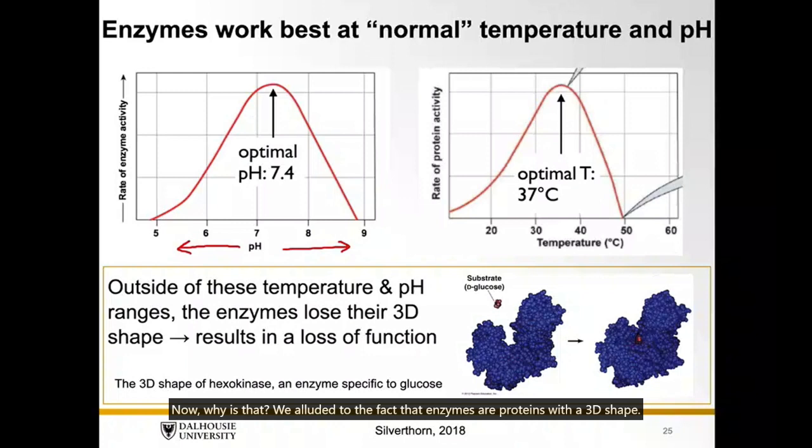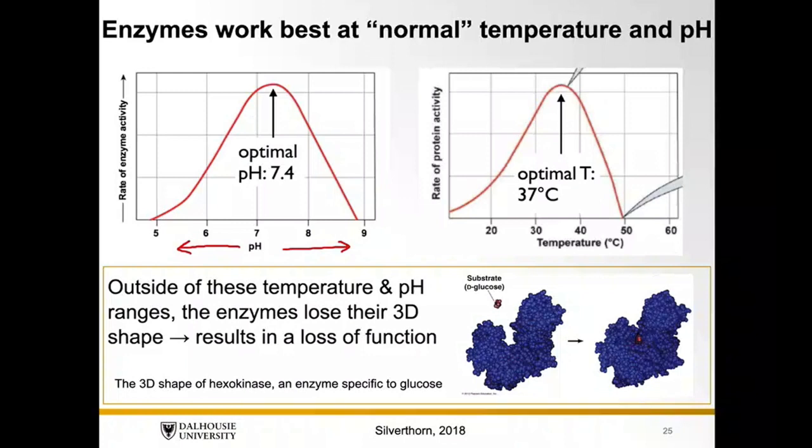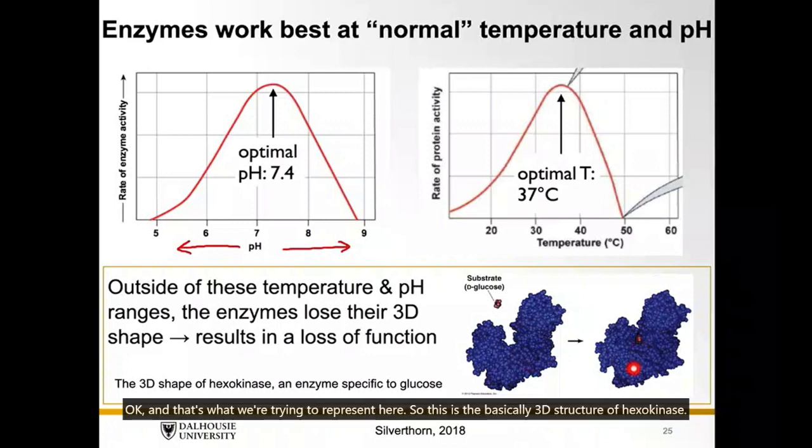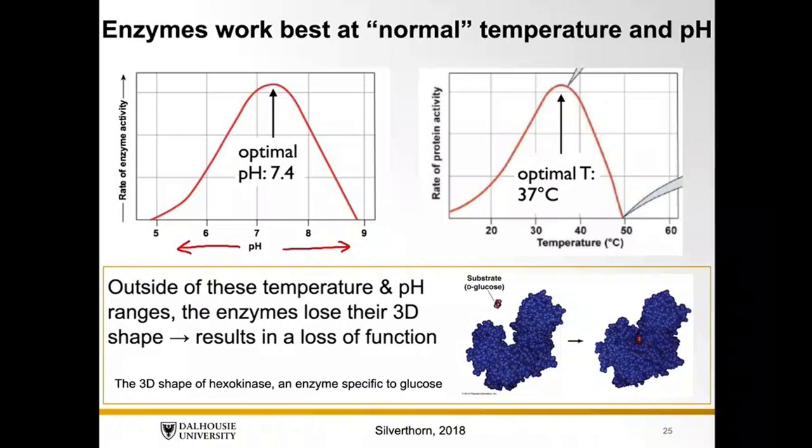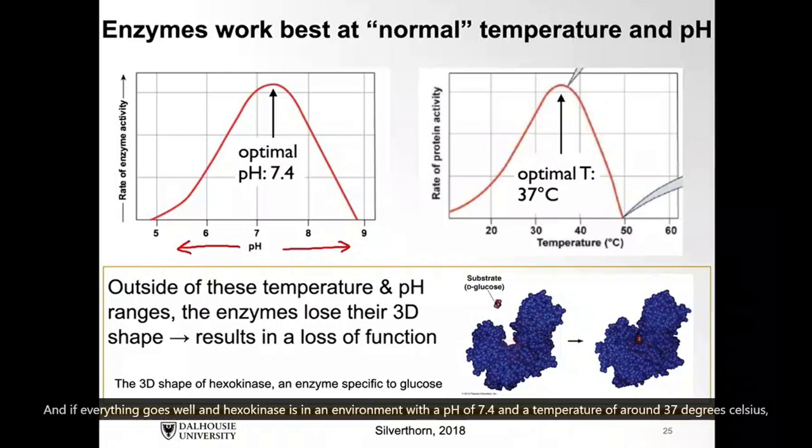Now, why is that? We alluded to the fact that enzymes are proteins with a 3D shape, okay? And that's what we're trying to represent here. So this is basically the 3D structure of hexokinase. It's an enzyme that's specific to glucose. And you can see the active site is right here. And if everything goes well, and hexokinase is in an environment with a pH of 7.4 and a temperature of around 37 degrees Celsius, it stays in its nice 3D shape, and then glucose can bind to the active site and the chemical reaction can proceed.